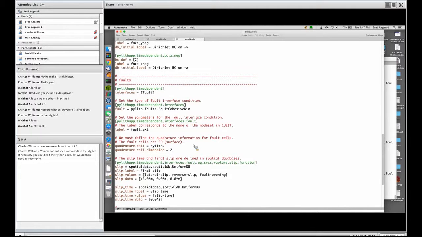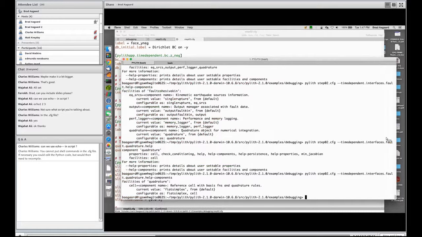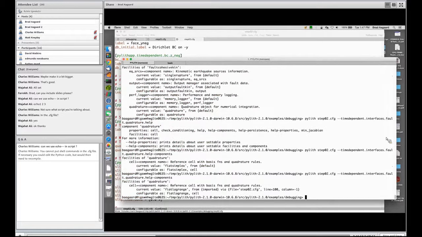If I were to look up in the PyLith manual in Appendix B, I would see that the cell is FIAT Lagrange. So let's see what I get after I do that. Before, it was FIAT simplex from default. Now, after I've updated my step02.cfg file, when I do the same help, you can see that I've changed it to FIAT Lagrange, and that was at line 100.